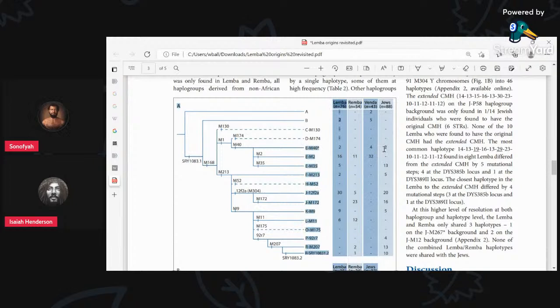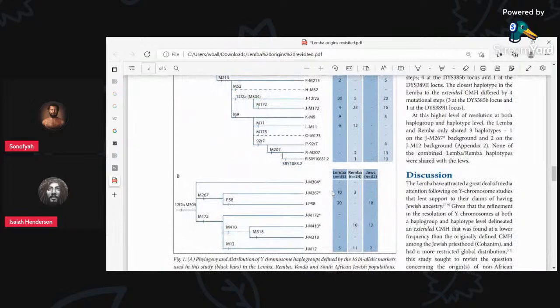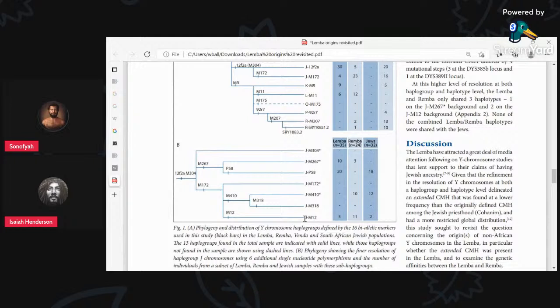EM40, EM2. We see a few of them with EM35. We see a few of them with haplogroup F. That's not African, or Afro-Asiatic. That's not African. Or J right here is not African. JM172 is not African. KM9 is not African. LM11 is not African. RM is not African. JM267 is not African. The so-called Ashkenazi Jewish JP58 is not African either, as well as the JM12. And that's all found within the Lemba population.